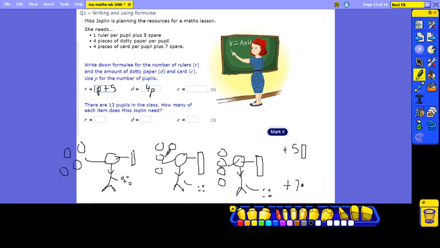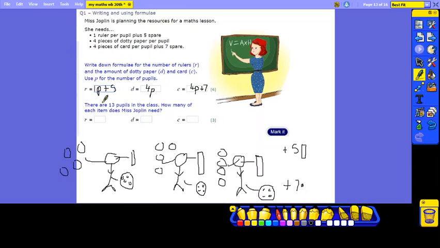So again, I can see here that the number of pupils I've got, I'm going to multiply by that 4 pieces of card every time. So here I do 3 times 4, which would be 12, and then add on that 7. So for my C then, I know I need 4 times the amount of pupils I've got, and then I'm adding on that 7 spare.